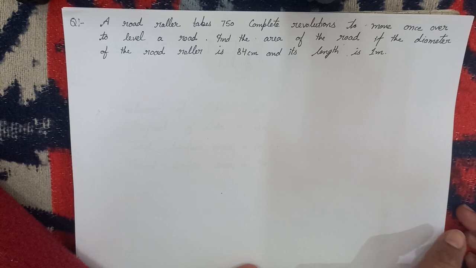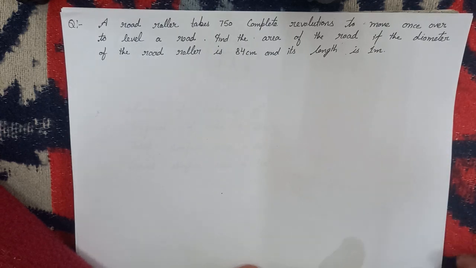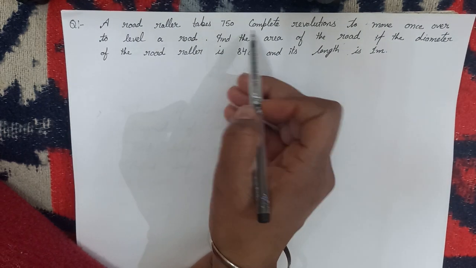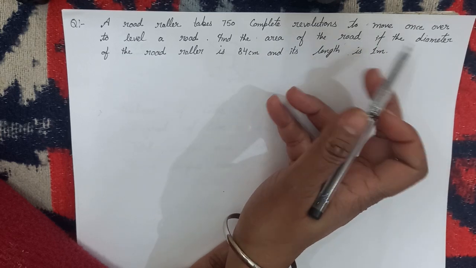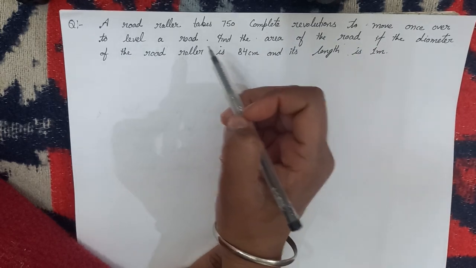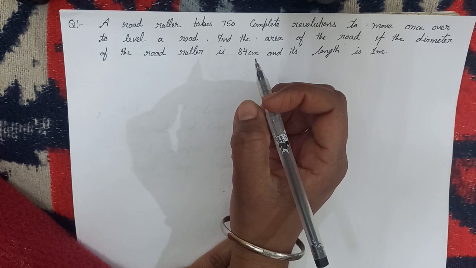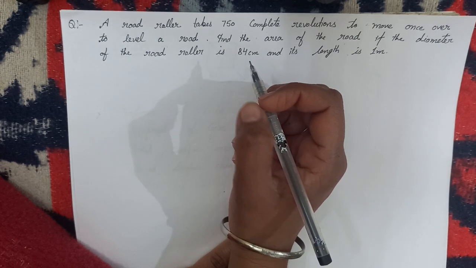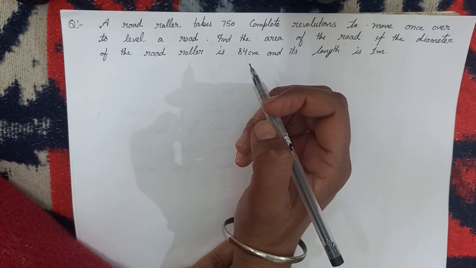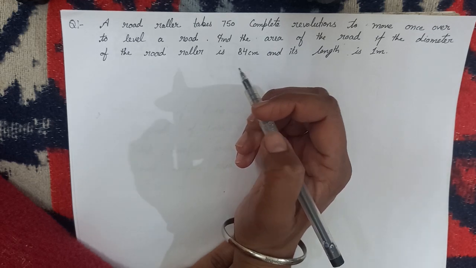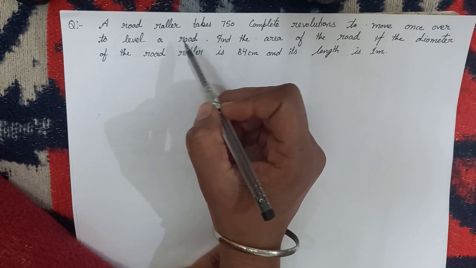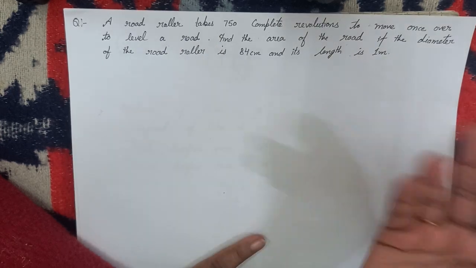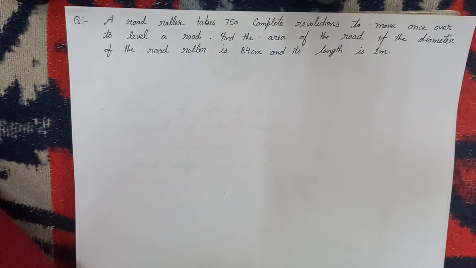Next is based again on our daily applications. A road roller takes 750 complete revolutions to move once over to level a road. See, every question is relating to the curved surface area, total surface area and volume. Everywhere we have to go with these only. But we have to understand just one thing, what are they talking about. Like there they are saying that a road roller is rolling and covering some area.